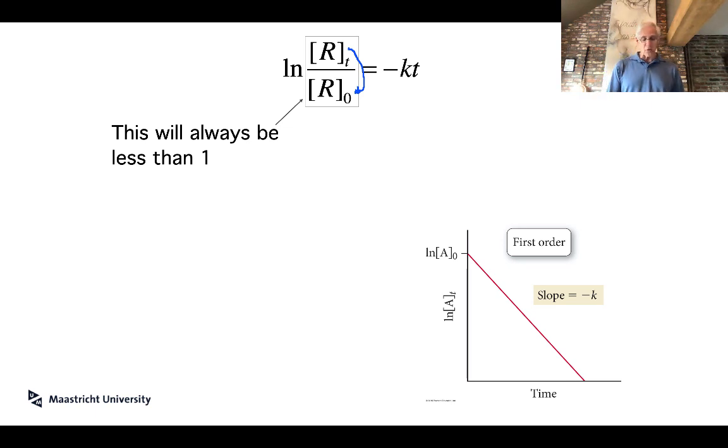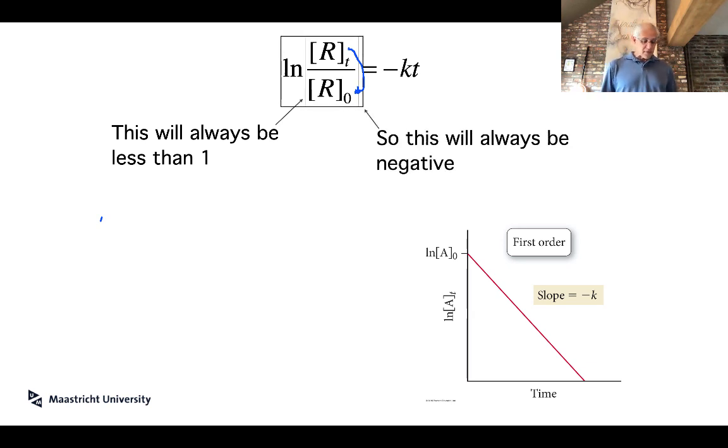So the ratio of R at time t over R at time 0 will always be a value less than 1, because R at time t will always be smaller than the initial value. So if you take the natural log of a number that's less than 1, that whole term there is always going to be negative. And so that's why we have this negative term right here. Okay, it all falls out quite nicely in the calculus there.